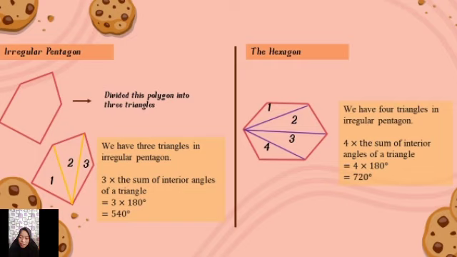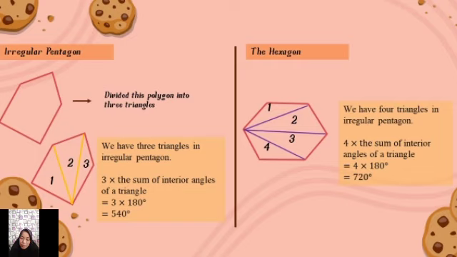Next, an irregular pentagon. Divide this polygon into 3 triangles. So we have 3 triangles in the irregular pentagon. So the sum of interior angles is 3 times the sum of interior angles of a triangle, which is 3 times 180 degrees. So the value is 540 degrees.